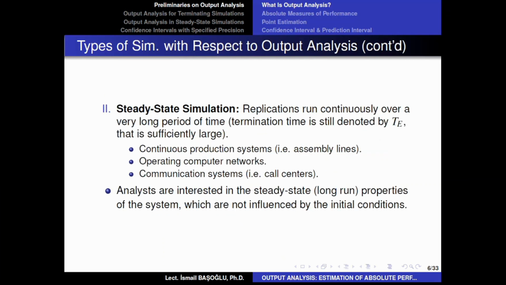Another type of the simulation is the steady state simulation, where we run the replications continuously over a very long period of time, and the termination time is still denoted by TE, that is sufficiently large. So originally, the system continues to work for a very, very long amount of time. However, even though you want to run a simulation of this non-terminating system, and you want to measure the performance metrics of the system over a very long period of time, for example, the average queue sizes or the average time spent in the system over a long period of time, you need to define an end for your replication, which can be a very long amount of time.